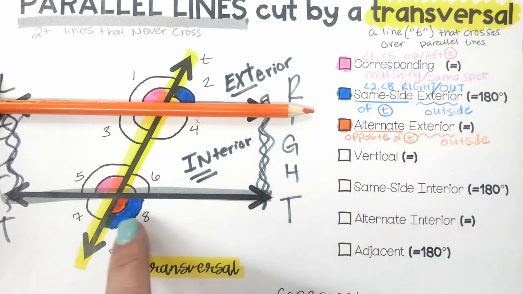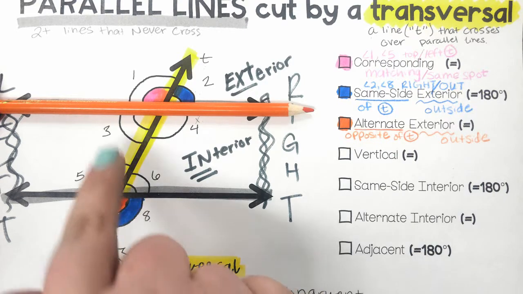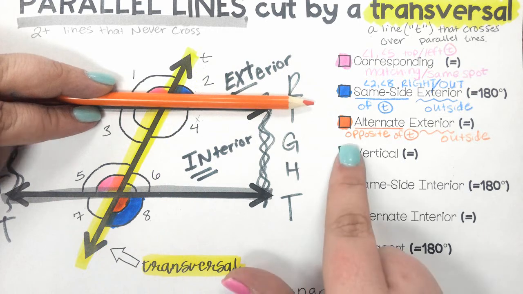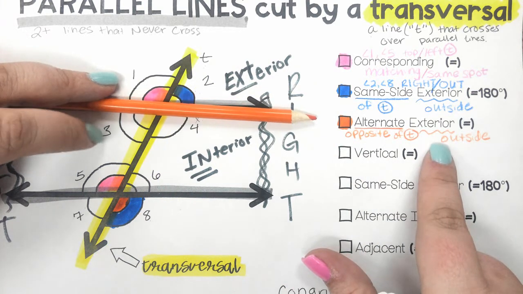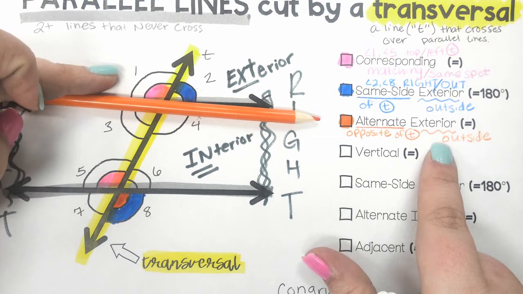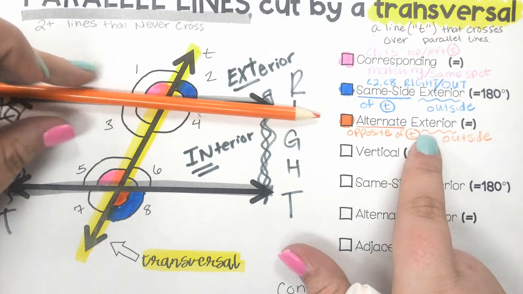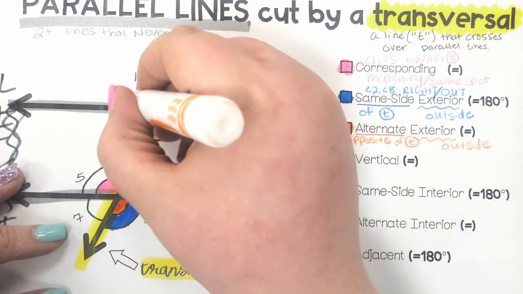Opposite of the transversal, well, 8 is on the right, so one of the angles we need has to be on the left. The angle we need is on the left. This is alternate exterior, meaning outside of the box. Well, 3 is on the inside of the box, so 1 is the alternate, opposite side of the transversal, exterior, outside angle. So alternate exterior with 8 is 1.